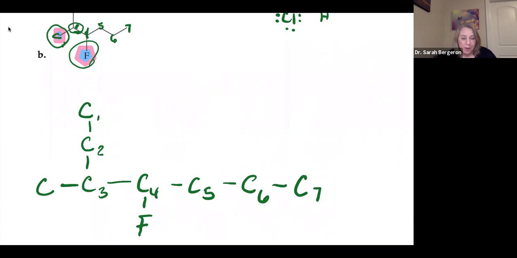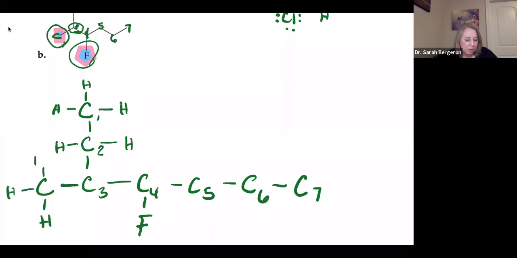So my carbon 1 only has 1 bond, so I need to put in 3 hydrogen bonds in order to complete its octet. Carbon 2 has 2, so I'm going to add 2. If you just remember, carbon needs 4 bonds, and whatever's not there, go ahead and fill it in with hydrogens. My carbon 3 has 3 bonds already, so I'm only going to add 1 hydrogen. Carbon 4 has 3, so I'm going to add 1 hydrogen. Carbon 5 has 2, so I'm going to add 2. Carbon 6 has 2, add 2. Carbon 7 has 1, so I'm going to add 3.